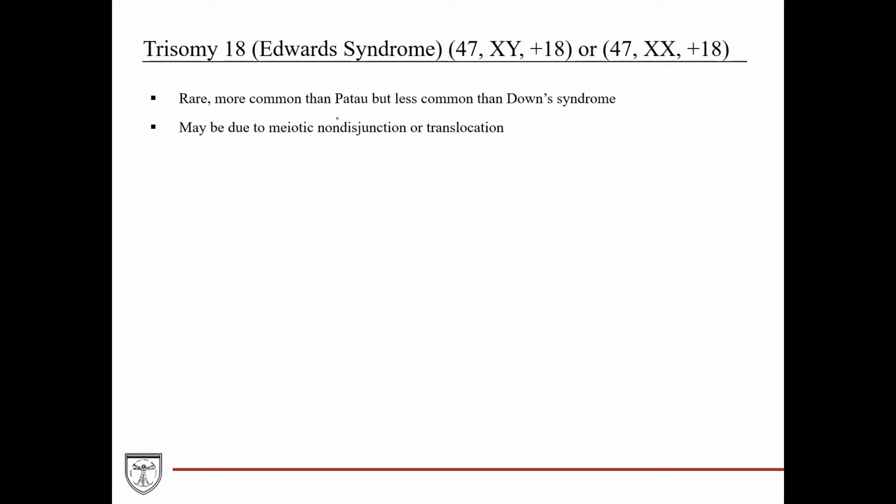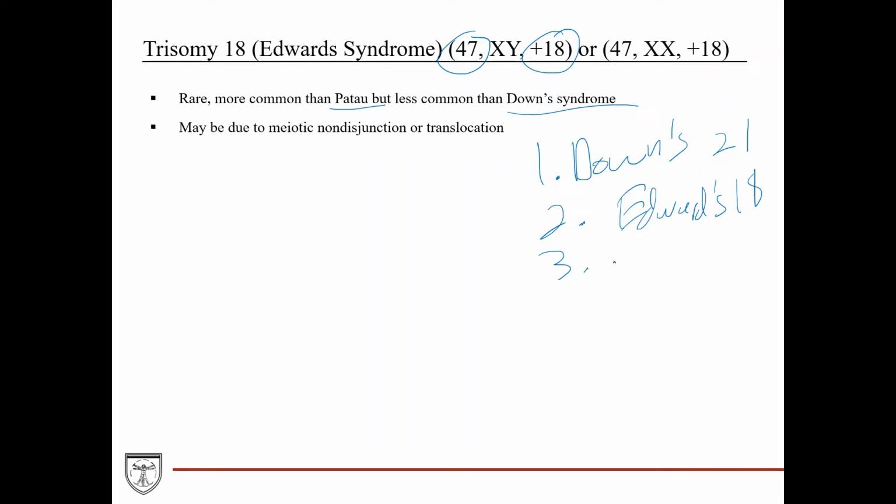All right, so trisomy 18, also known as Edwards syndrome. So the convention here is, again, 47 total chromosomes because you have an extra 18. This is how it'd be written for an XY combination for males, XX for females. This is also rare, but it's more common than Patau, but less common than Down syndrome. So as far as frequency in the population, Down is the most common, then Edwards, and then lastly, Patau. And one way you can remember that is that 21 is larger than 18, which is larger than 13.